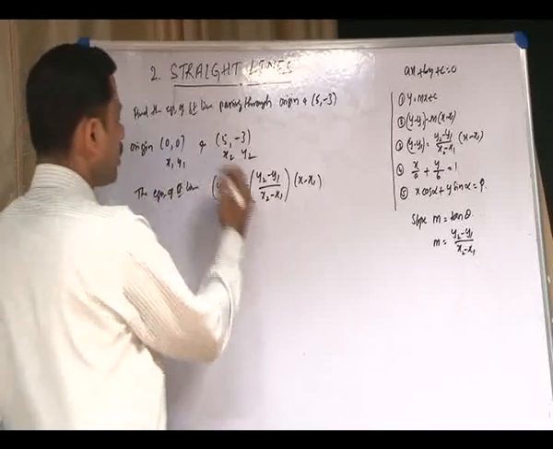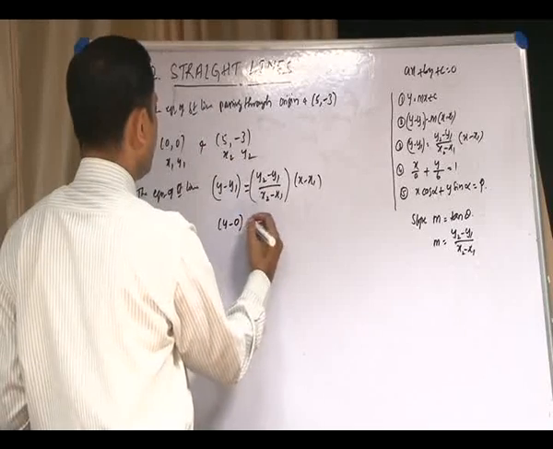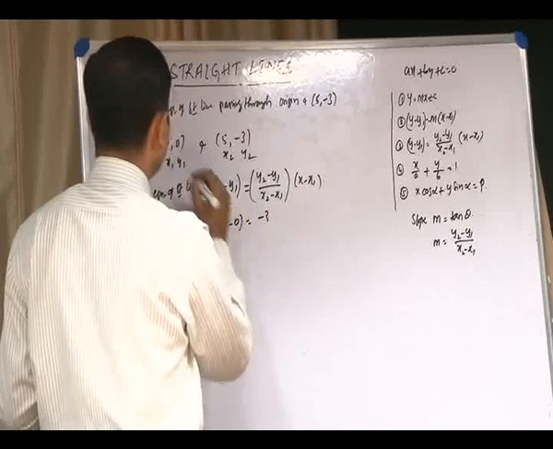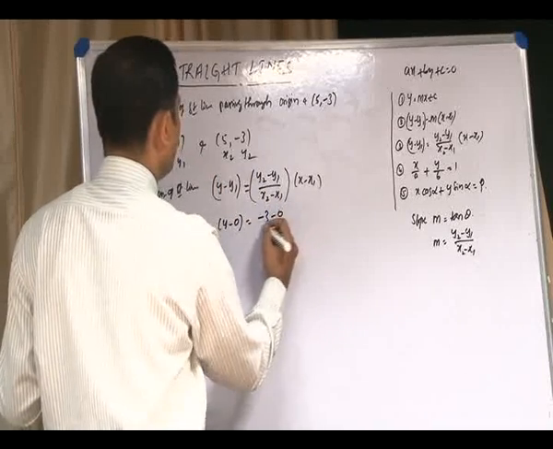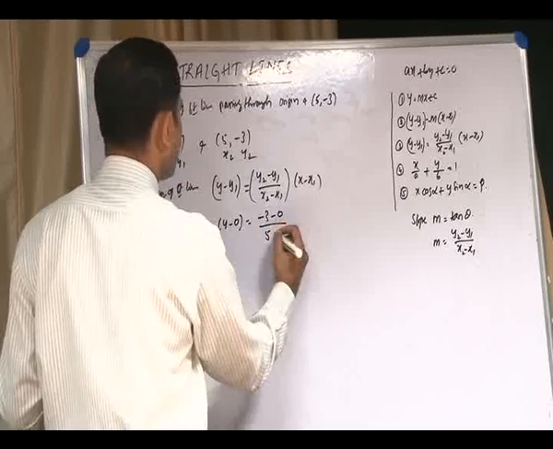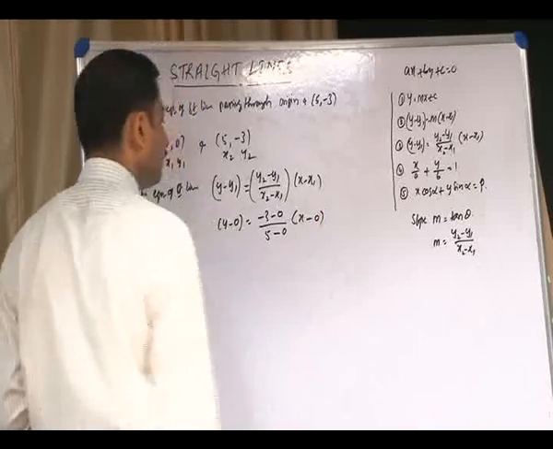So, agile coordinates na substitute madre, we get y minus y1 is 0 here is equal to y2 minus y1. y2 is minus 3 minus y1 is 0 divided by x2 minus x1. x2 is 5 minus x1 is 0 into x minus x1 is 0.